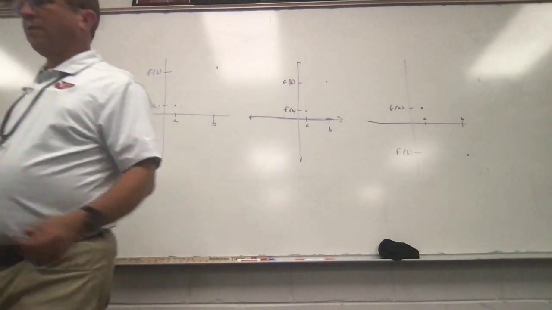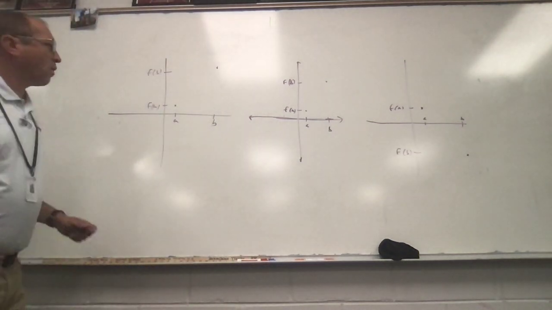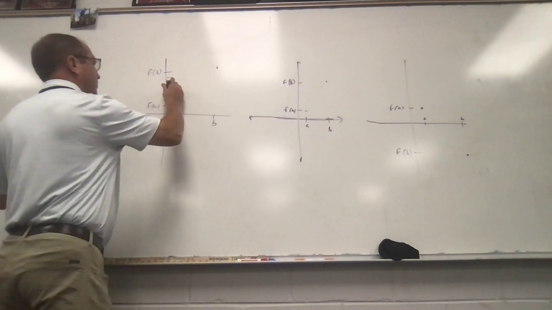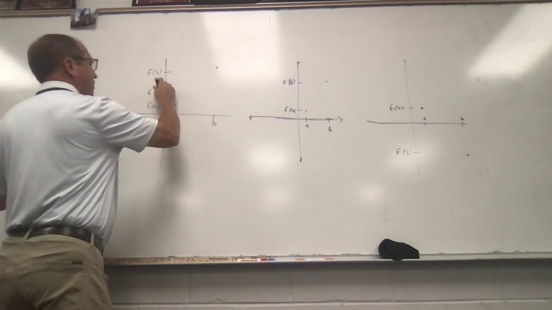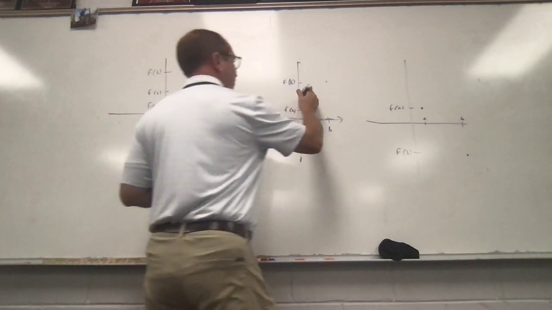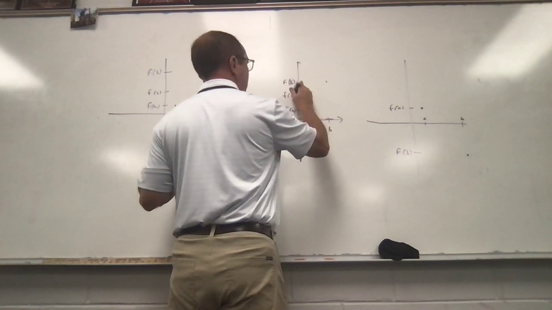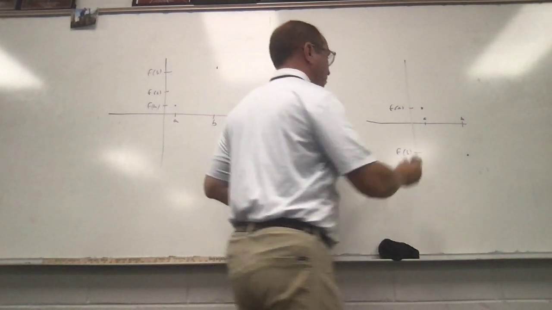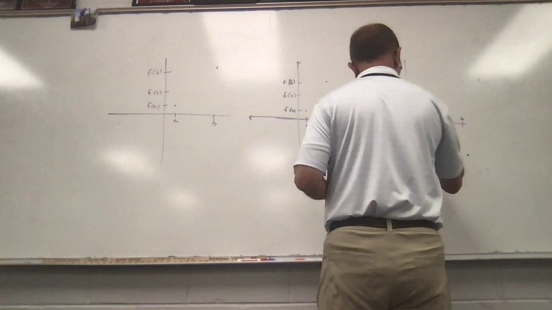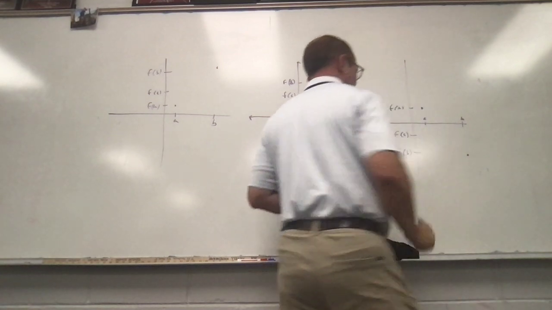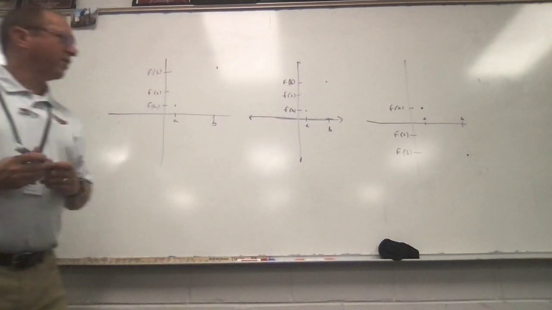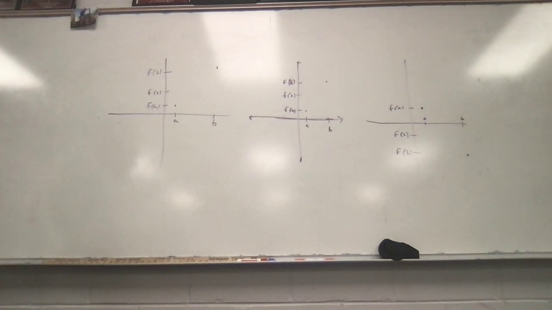Three graphs drawn up here. And what I want y'all to think about and try to describe for me, I'm going to put an f of c up here. And f of c is going to be between f of a and f of b. In the first two cases, we see that f of b is greater than f of a, but in the last occasion, we see that f of a is greater than f of b.